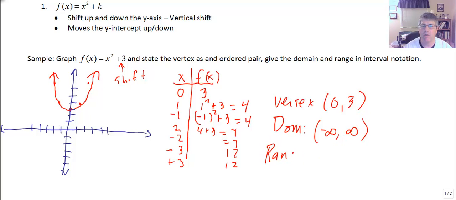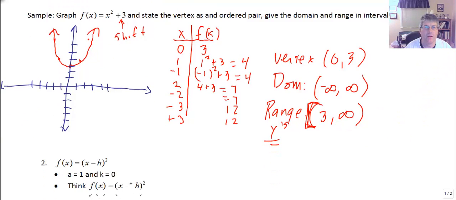Our range, though, that's a little different. That's our y's, or our valid y's. So there are no valid y's here below 3. So our range, well, we're going to include 3, so I'm going to do a bracket, pardon me, in interval notation, goes from 3 all the way to positive infinity.